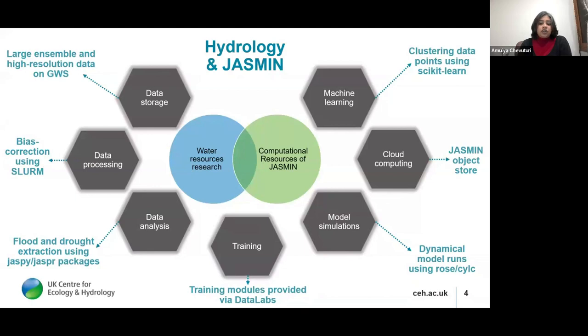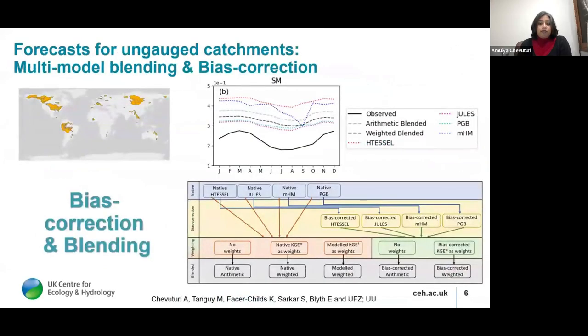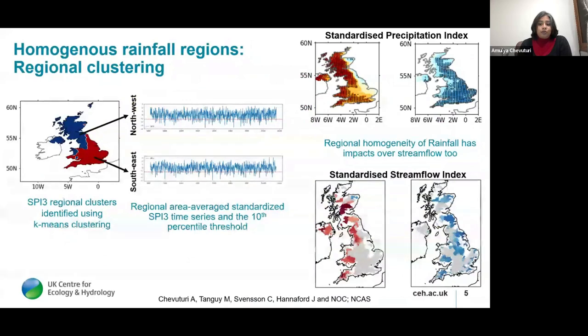And finally, JASMIN can be used for training and development by using packages like DataLabs, or even by getting specific training accounts that the JASMIN team can facilitate for us. All of these examples show a very brief window into JASMIN's contributions towards water resource science. In the following slides, my colleagues and I will delve a little deeper into specific research topics where JASMIN has already heavily contributed or we plan on using JASMIN resources for future work.